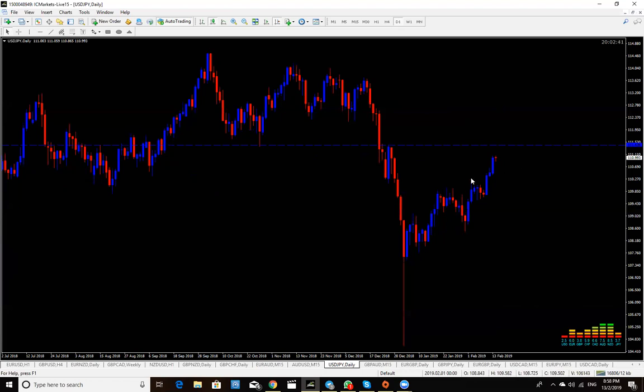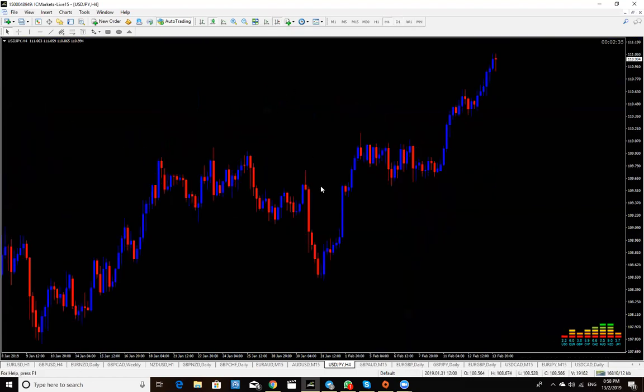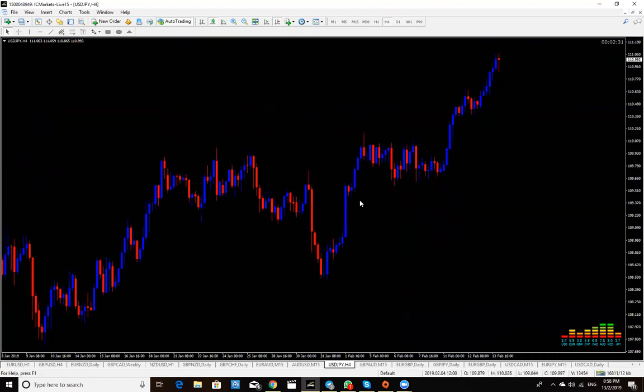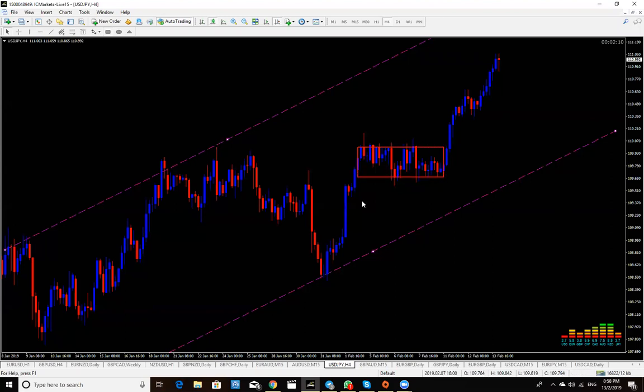I've not been paying much attention to the JPY pairs lately, especially after I had such a bad end-of-month period with them in January. I kind of left them by themselves. But let's do a markup, shall we? H4 chart, bull channel. Period of consolidation. Right, it's a market correction.